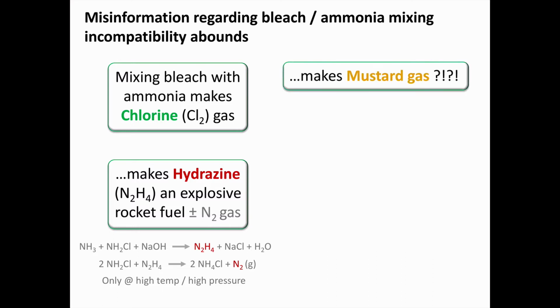And there are also many people claiming that mixing bleach with ammonia produces mustard gas, which is just crazy talk. This myth was popularized in an episode of King of the Hill from 2005, as we'll see here.